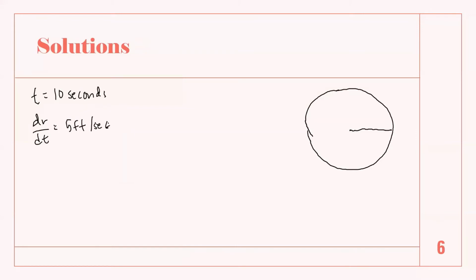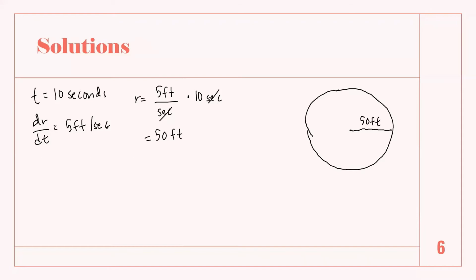So based on the problem, our radius is not yet given. So in order to look for the radius, what we are going to do is to multiply the rate according to the change of the radius with the time. So we're going to cancel the second kasi ang distance ng radius natin is feet. So 5 times 10 is equal to 50 feet. So our radius is 50 feet.